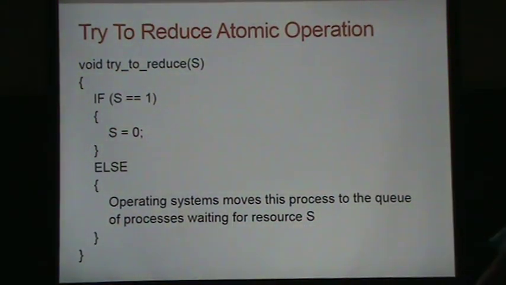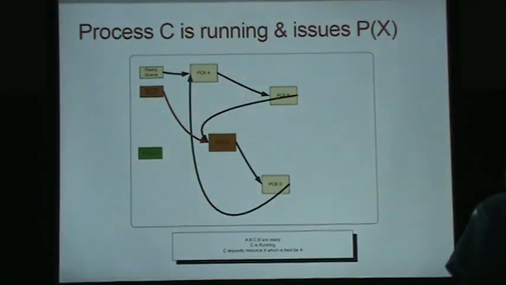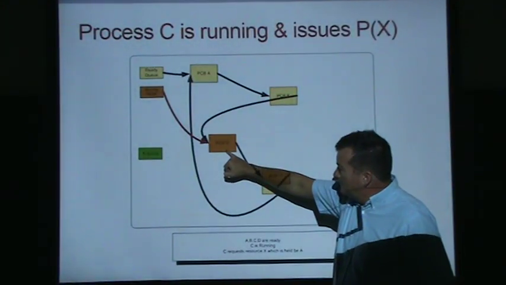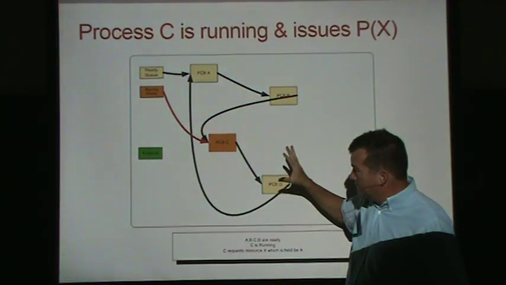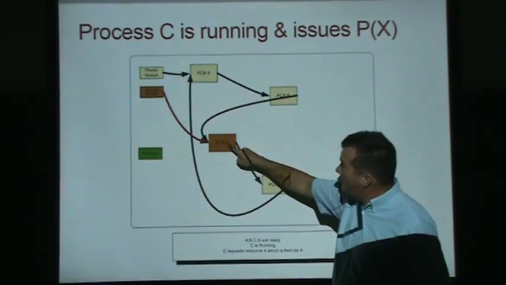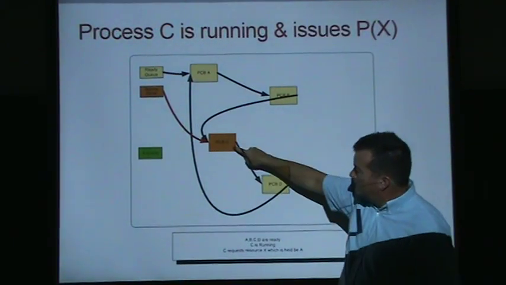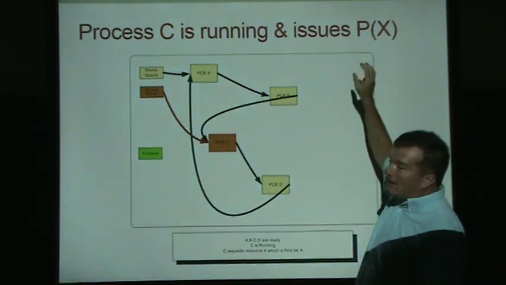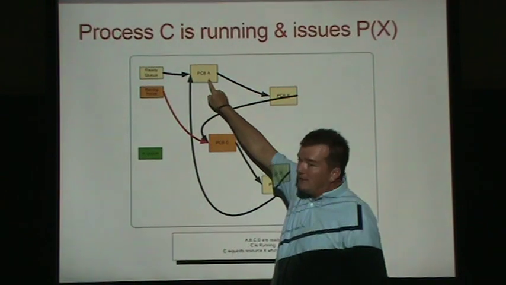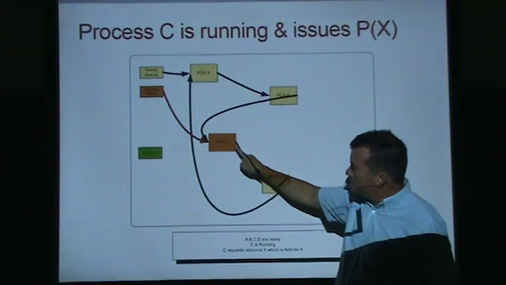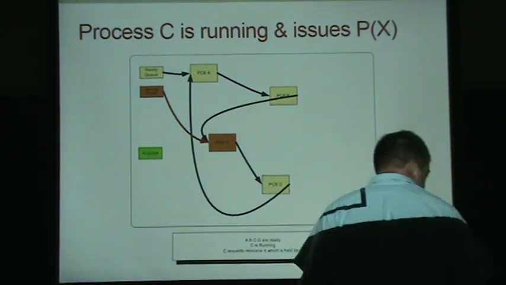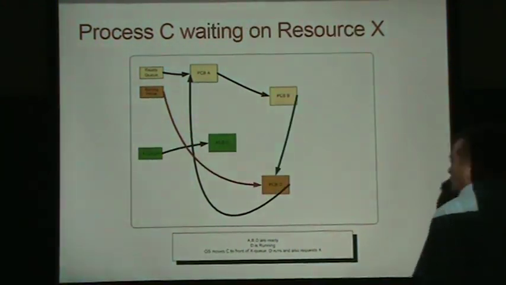So what does that mean? This process is running. This is storage, a snapshot of the storage of the operating system. And it just issued the P of X function. The value of the variable X was equal to 0 because A made it 0. So the operating system comes in and says, okay, we've got to move some pointers around. And the pointers get moved around to look like this.